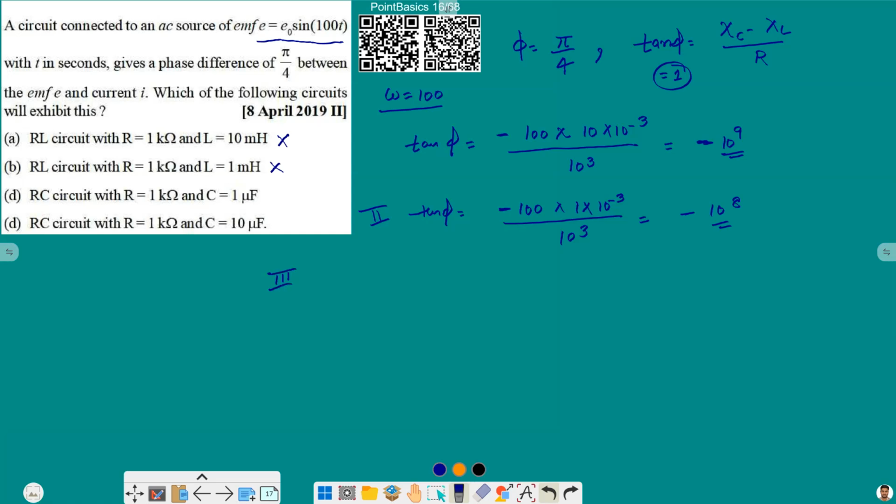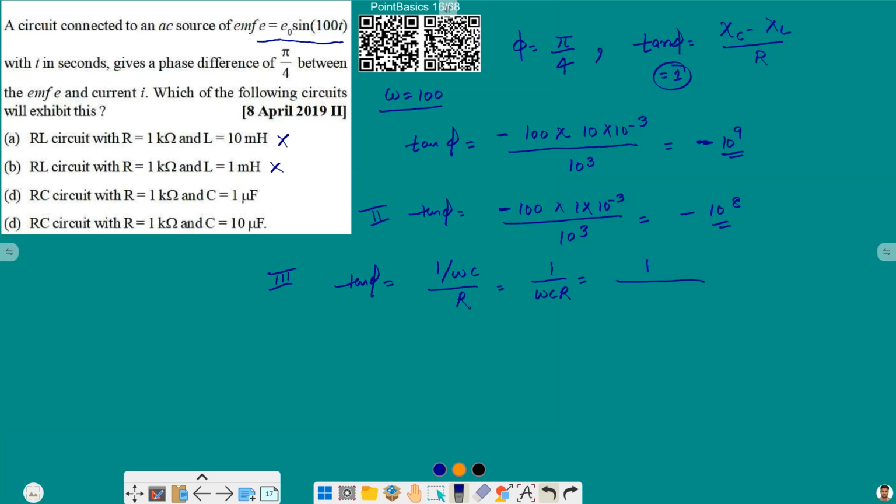Coming to option 3, here we have been given a capacitance, and for capacitance we will take XC, and here XL will be 0, and XC is 1 by omega C. So tan φ will be 1 by omega C divided by R, or 1 by omega CR.